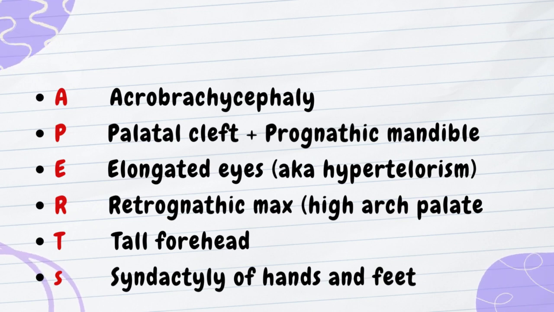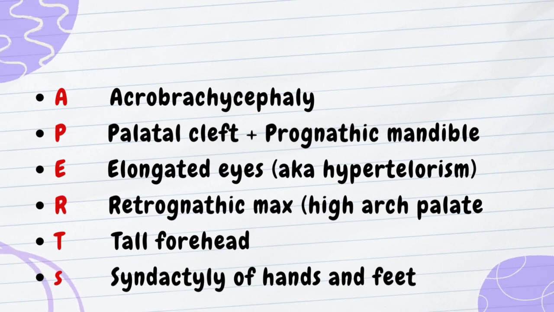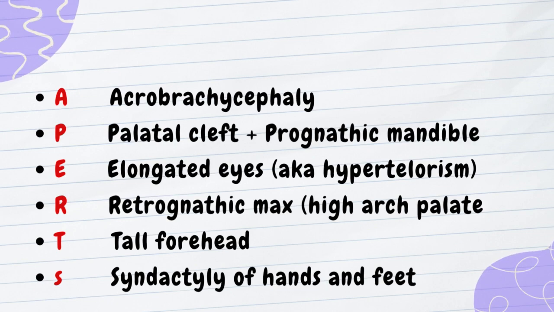R is for retrognathic mandible. It is also because of the high arch of palate. You can appreciate a retrognathic mandible. He is having a tall forehead, syndactyly of hands and feet. So we will see our next slide.